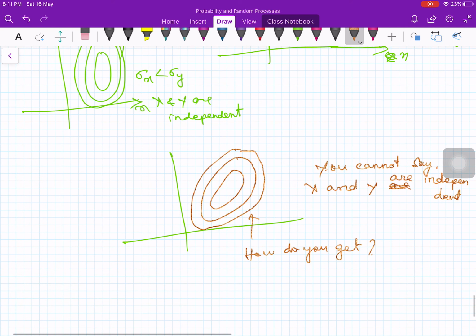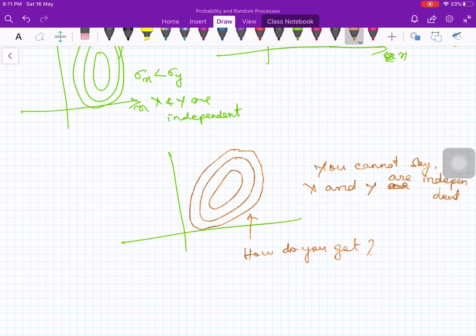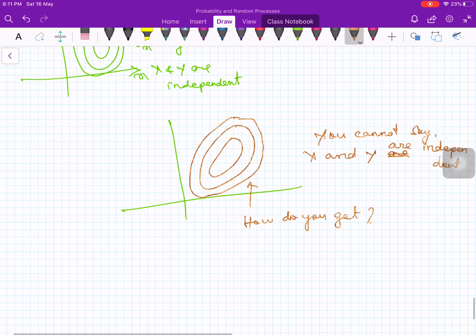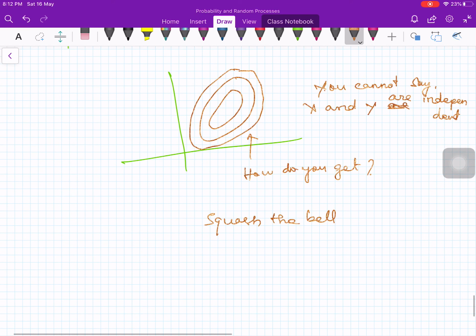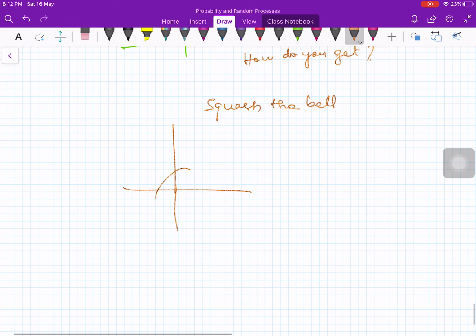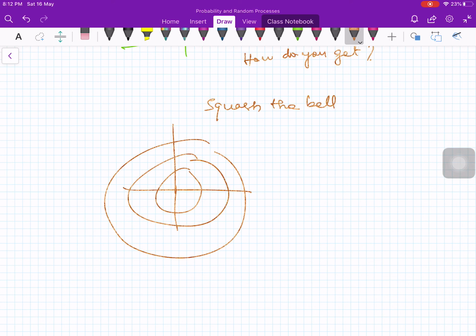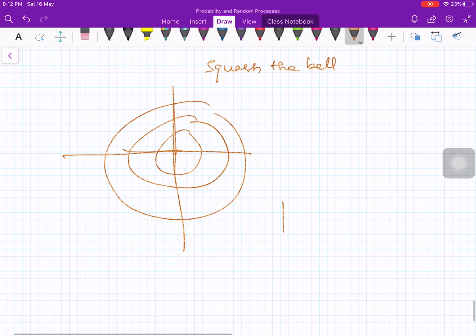Well, you could imagine a bell. You take the bell and you squash it, either in the x direction or in the y direction. Then it becomes narrow in one dimension. If you press in one direction, it will become narrow in that dimension. And then maybe you rotate it. So let's say initially I have a bell like this with the shape of a circle. Then you press in the x direction or y direction, so you will get like this.